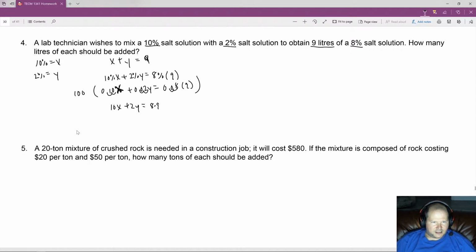Now, if it occurred to you I could have just gotten rid of the percentages and gotten the same thing, you're absolutely correct, because in this case, every one of the terms on both sides of the equation began with a percent. If that's not true, you can't just get rid of the percent. You have to multiply by 100. And we'll probably do an example of that later on. So now we have 10X plus 2Y equals 8 times 9, which is 72.